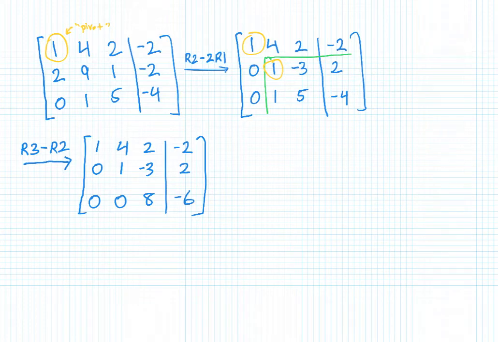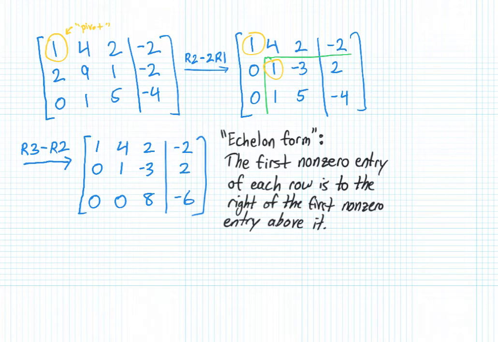Now at this point, the matrix is in a special form that's called echelon form. And what it means to be in echelon form is that the first non-zero entry of each row is to the right of the first non-zero entry above it. If we look at this particular example, the first non-zero entries in each row are here, and you can see that the first non-zero entry in the second row is to the right of the one above it, and the first non-zero entry in the third row is to the right of the one above it. They don't have to be immediately to the right, they could be farther to the right than just one step, but they have to be to the right.